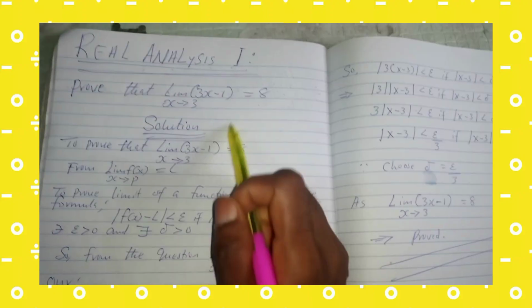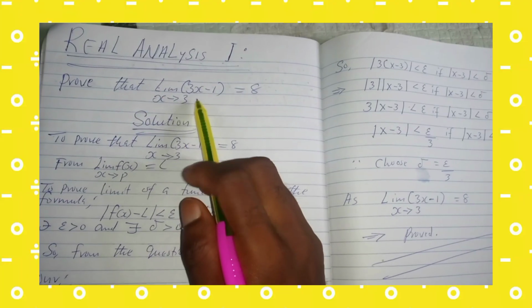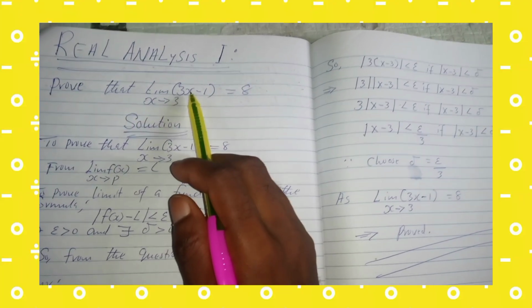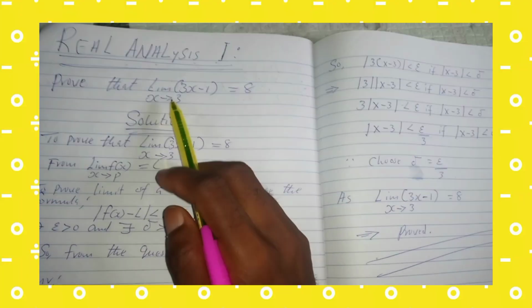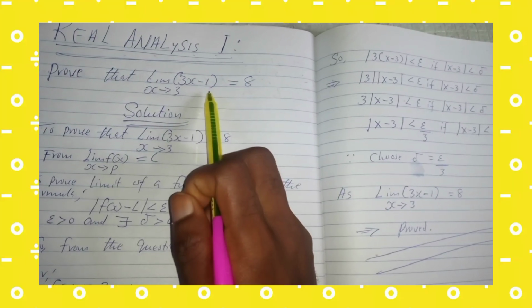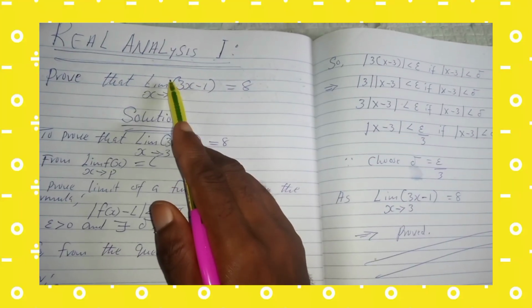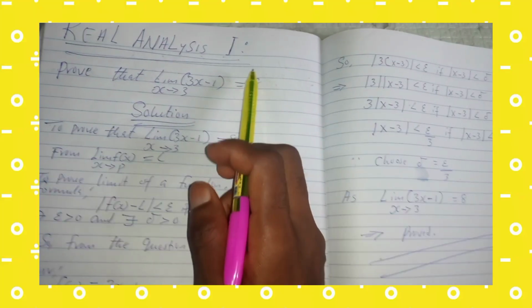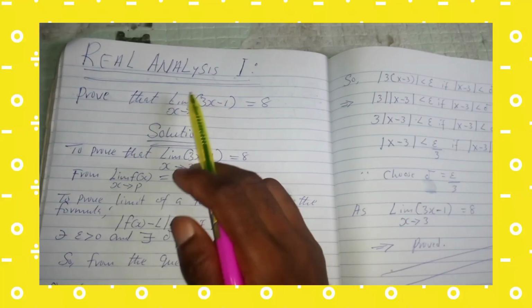You need to remember that in our calculus, when we have such a limit, it's just to substitute the value of 3 in place of x. If you do so, 3 times 3 is 9, 9 minus 1 is 8. As we have 8 on the left hand side and 8 on the right hand side, that shows that the limit has been proved.